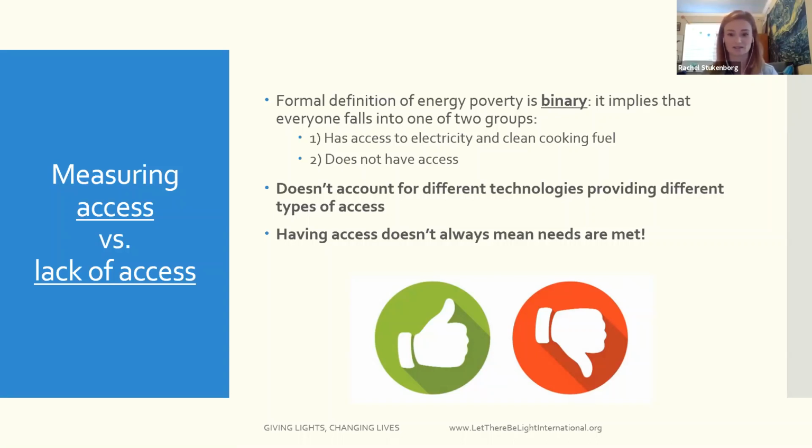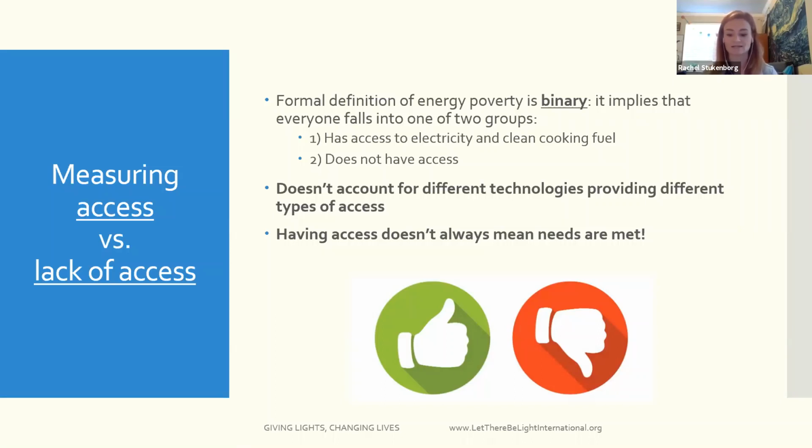First of all, it doesn't account for different technologies providing different types of access. For example, a health center could have access to grid electricity, but if the grid is unreliable, they're susceptible to blackouts and brownouts. And this could limit their access to lighting, even though they technically have access to the grid.